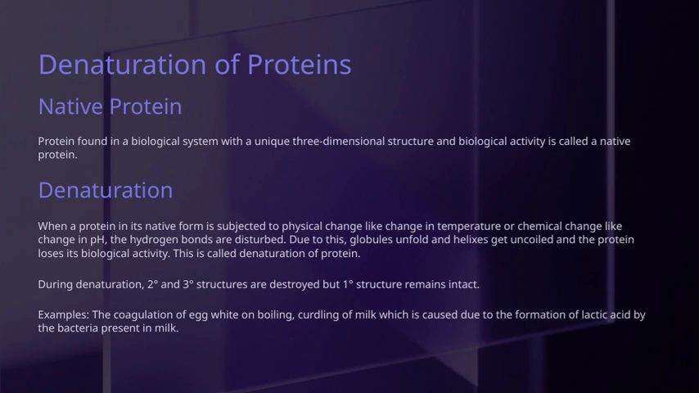During denaturation, the higher-level structures of proteins, specifically the second and third structures, are destroyed. However, the primary structure, which is the sequence of amino acids, remains intact. This is an important point because it shows that the protein's fundamental building blocks are still there, even though its shape and function are lost.